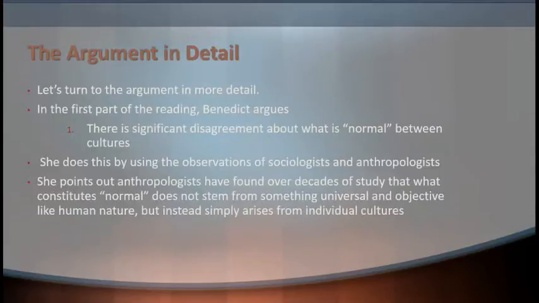Now, in order to make this make a little more sense, let's start going into the argument in detail. In the first part of the reading, Benedict is discussing and arguing for what we've labeled as premise 1, that there is significant disagreement about what is normal between cultures. She does this by using the observations of sociologists and anthropologists, the people who actually go out and study culture and human society and the behavior of human beings in large groups.